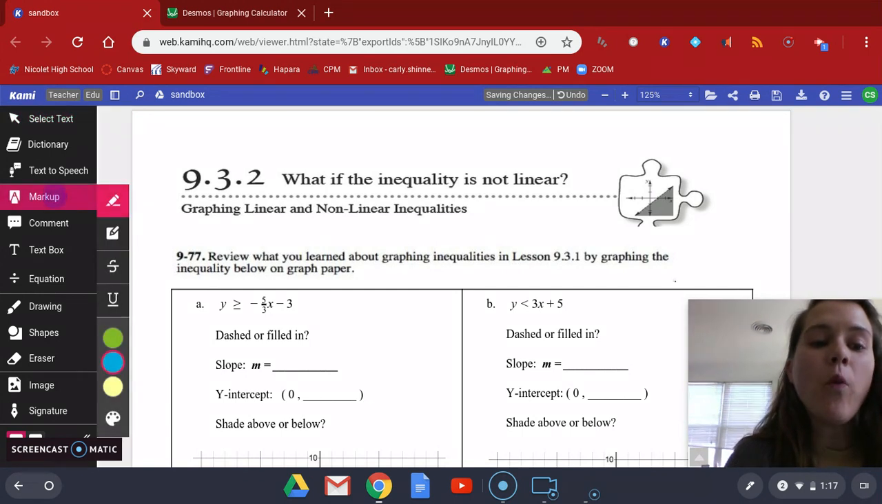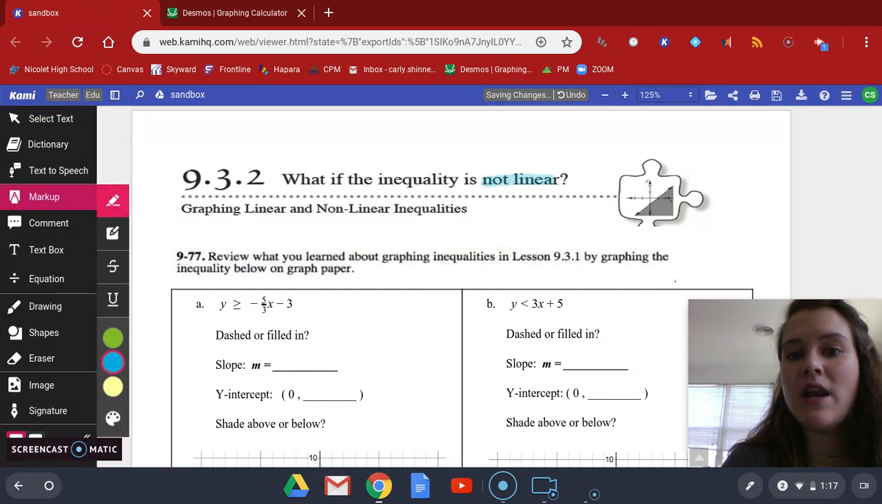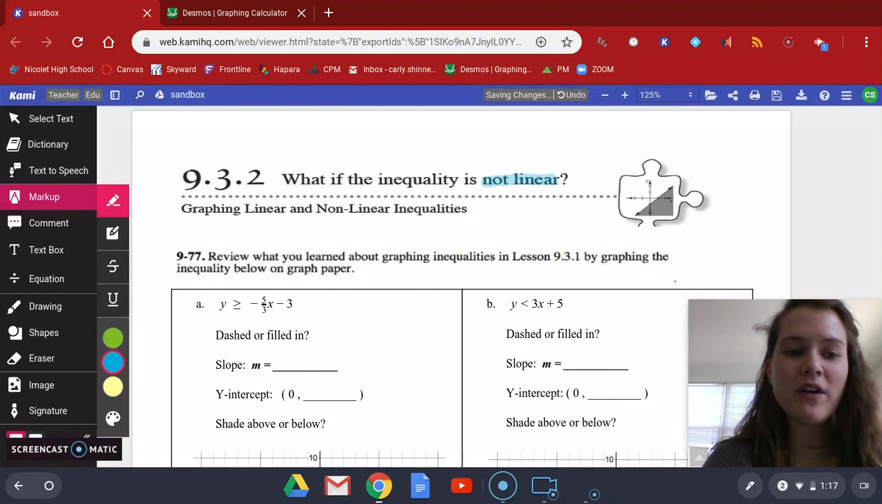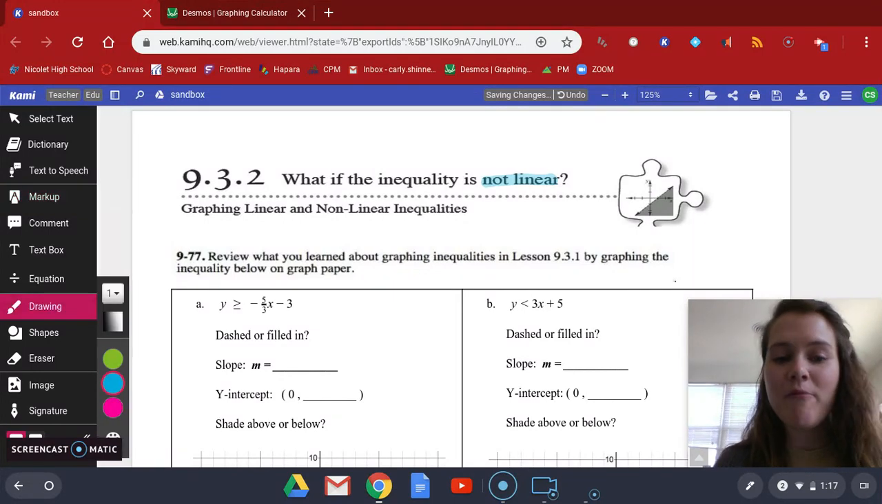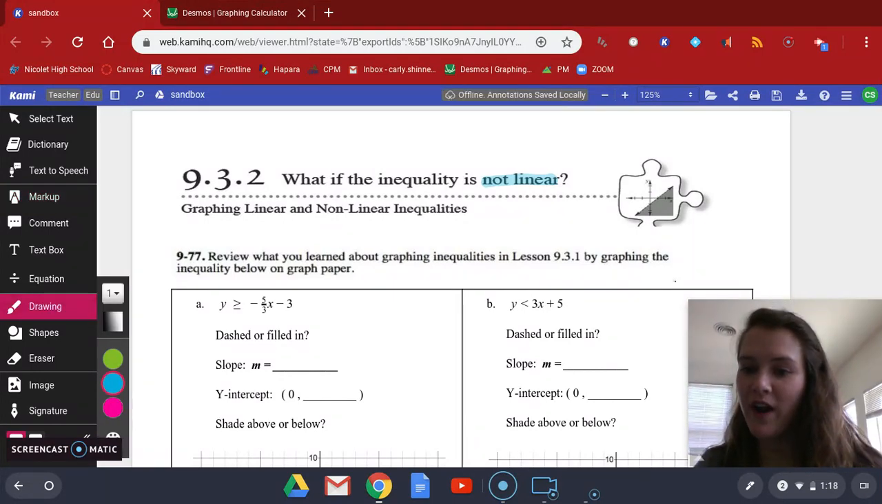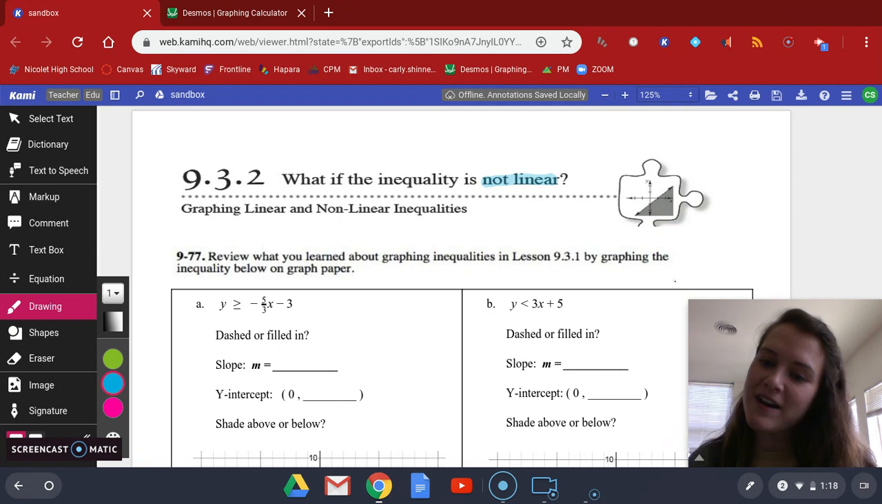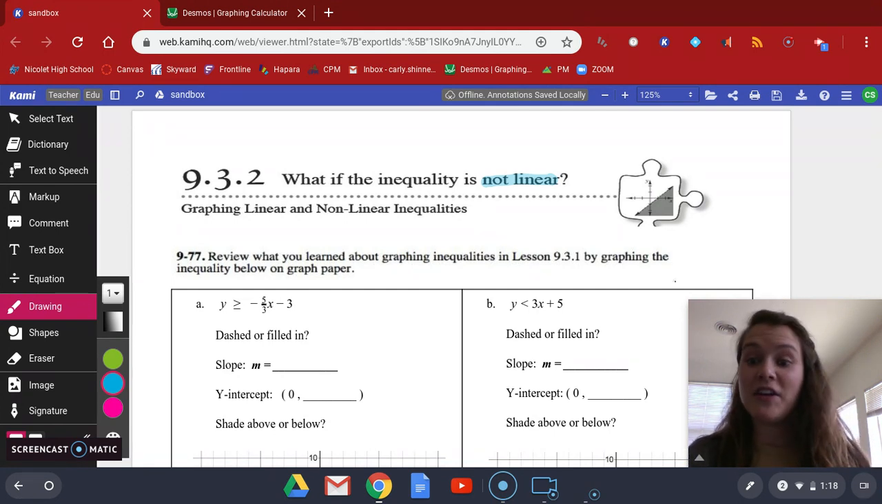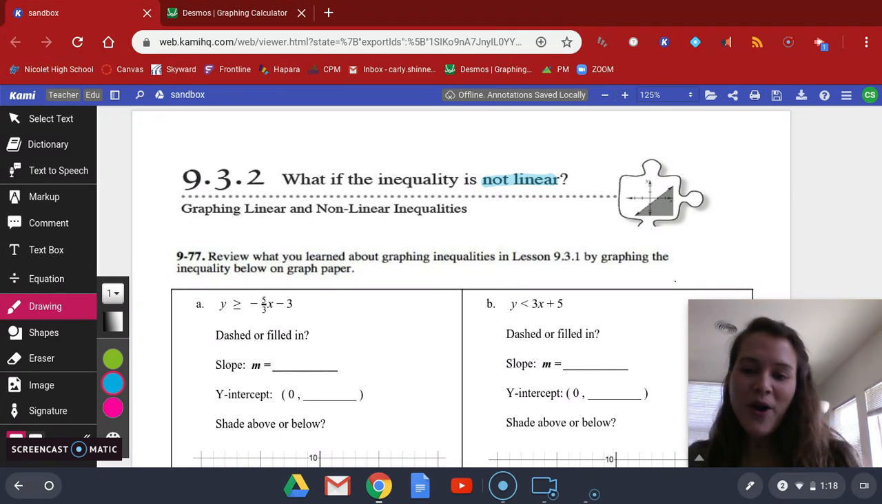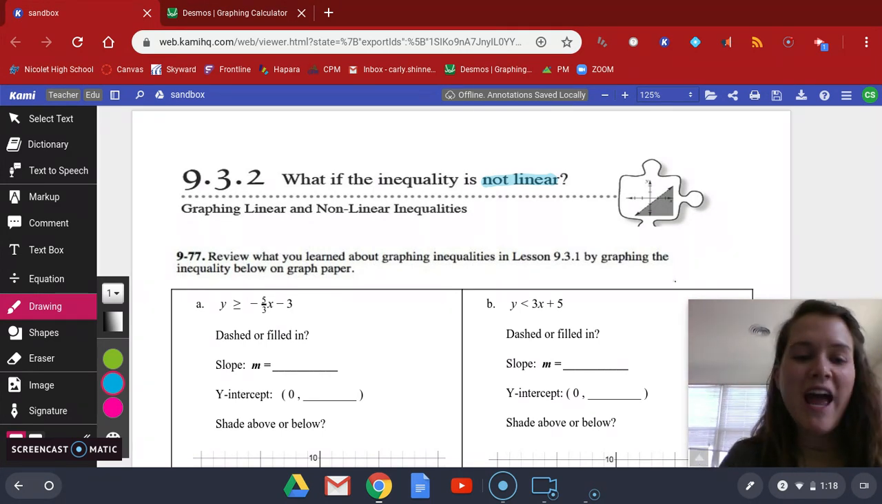Today we are going to be talking about 9.3.2, what if the inequality is not linear? So we are still going to be focusing on this new two-variable world where we have x's and y's in our inequality, but we might see one where the boundary is not necessarily a line or a point. The boundary could be anything. So that's what we're going to get to today.